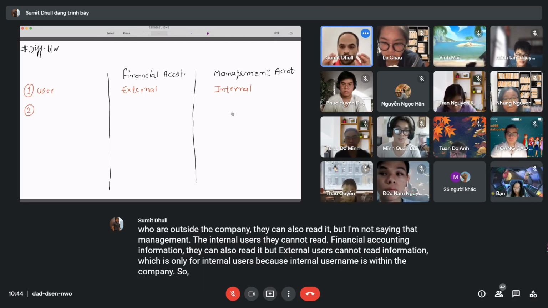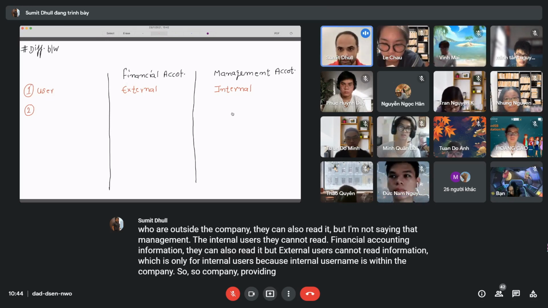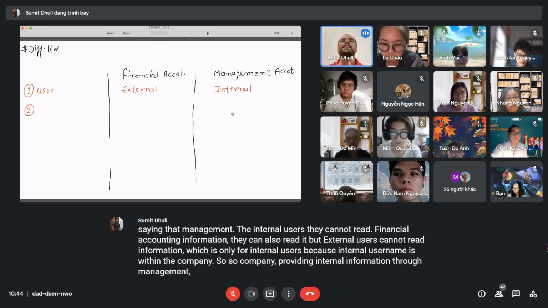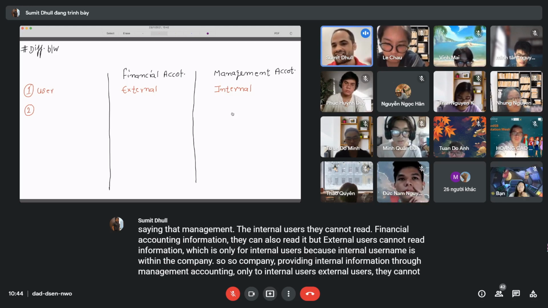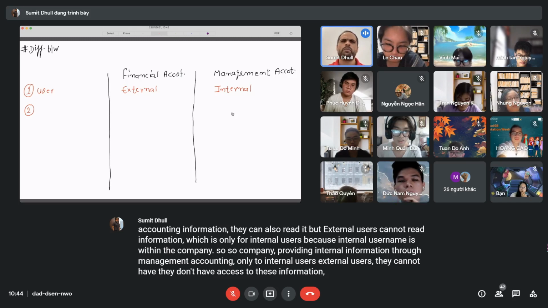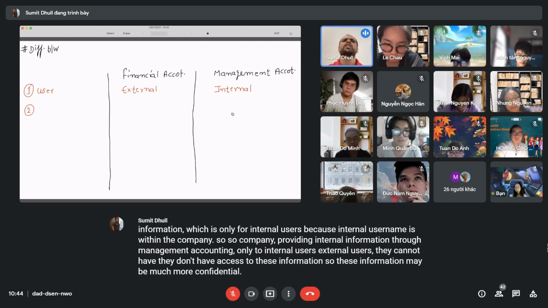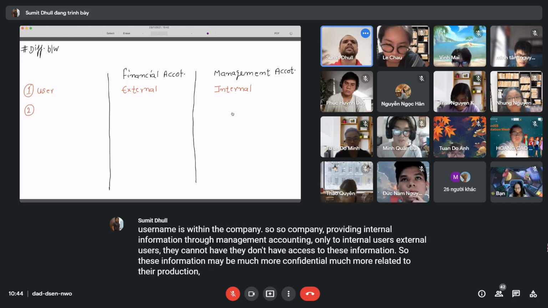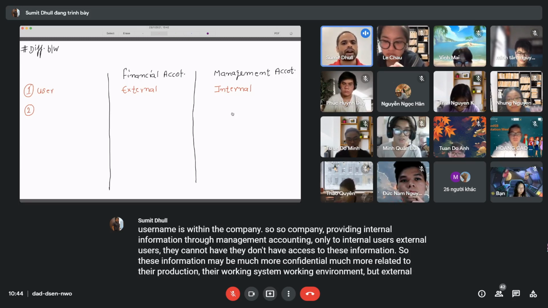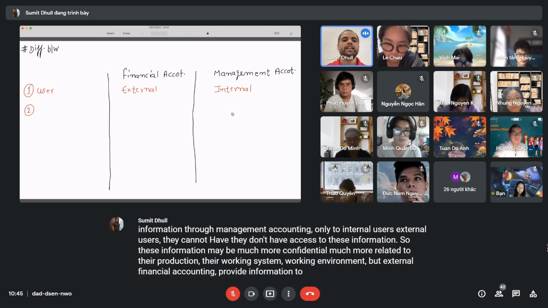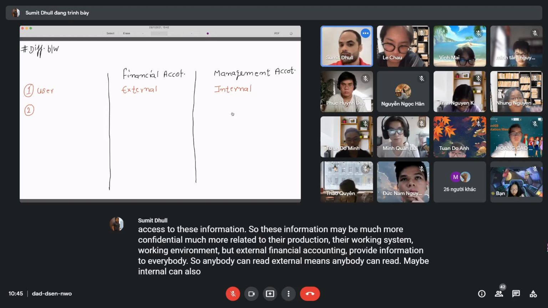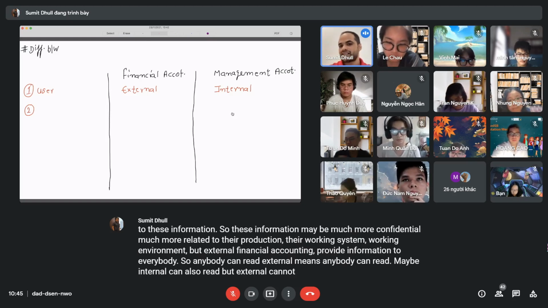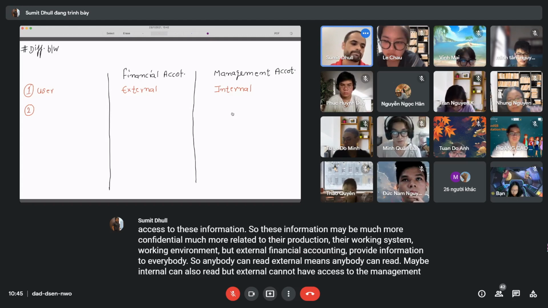So the company provides information through management accounting only to internal users. External users don't have access to this information. This information may be much more confidential, much more related to their production, their working system, and working environment. But external financial accounting provides information to everybody. So anybody can read. External means anybody can read. Maybe internal can also read. But external cannot have access to the management information.